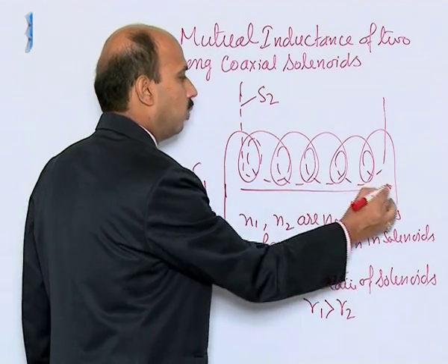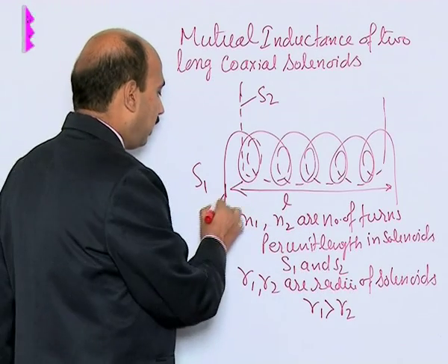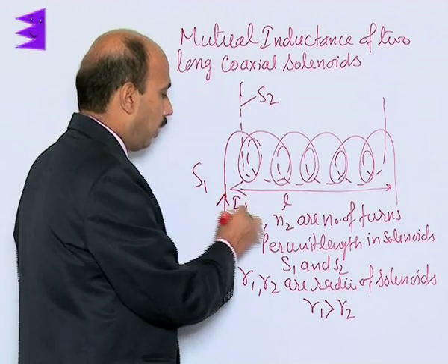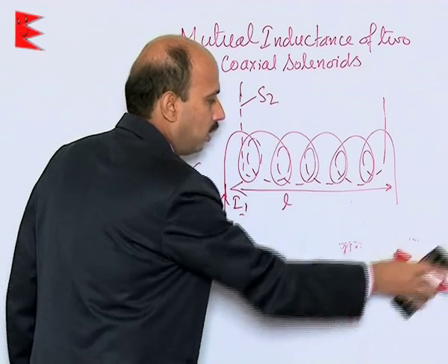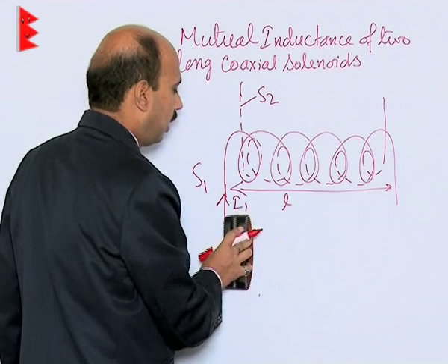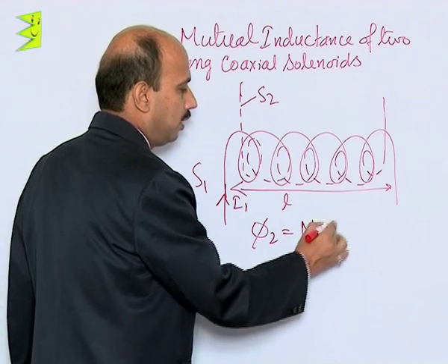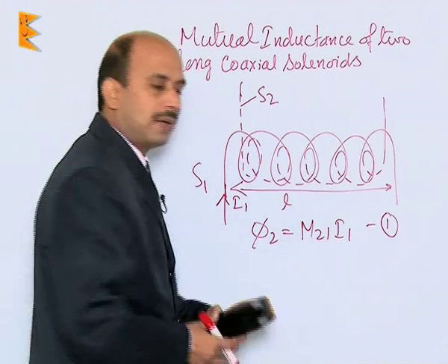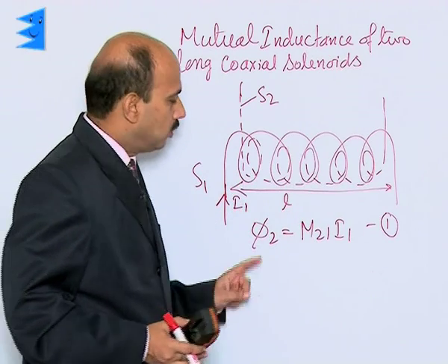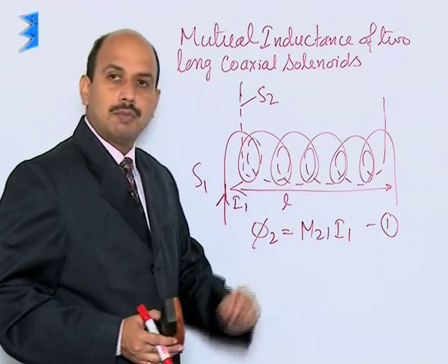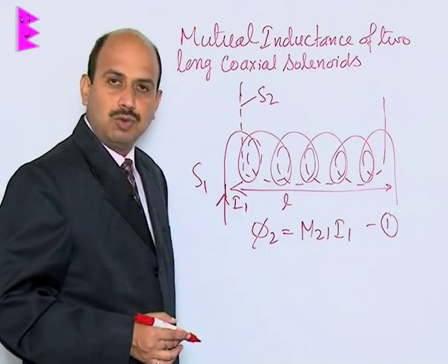The length of the solenoid is L, which is common for both. Suppose current I1 is flowing through solenoid 1, that is a variable current. When variable current I1 flows through S1, the magnetic flux linked with solenoid 2 is equal to M21 into I1, because the flux linked with solenoid 2 is directly proportional to the current flowing through coil 1. So phi 2 is equal to M21 into I1. Phi 2 is the magnetic flux associated with the solenoid S2.